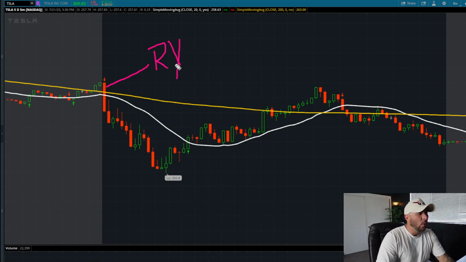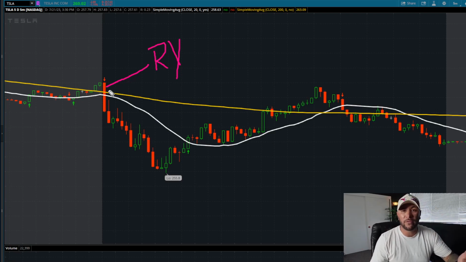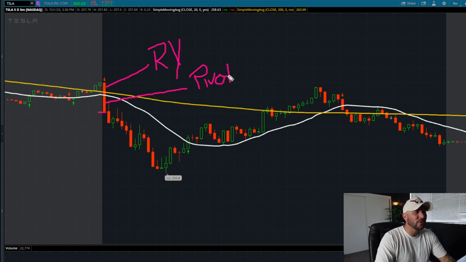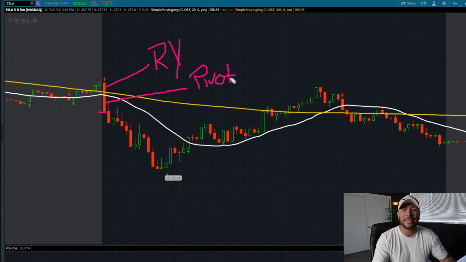Again, what we are looking at here: the reason why candle is the candle that closes below or above the 20 SMA. In this particular case, we close below the 20 SMA. Now, the second thing that needs to happen is we need to put in a low, whether it's the candle low or the wick low. This now becomes our pivot. The pivot is an area where I'm looking for the price action to do something.